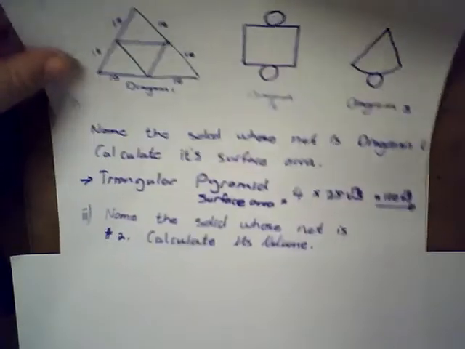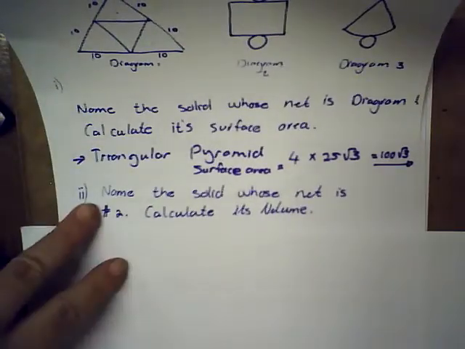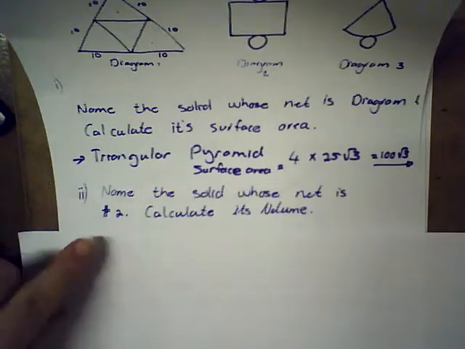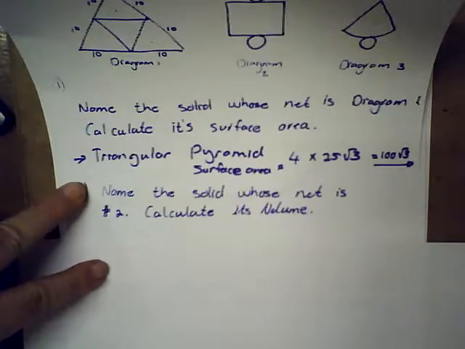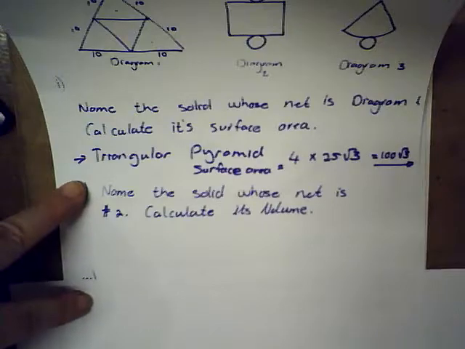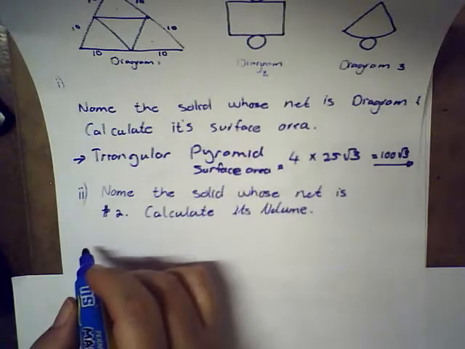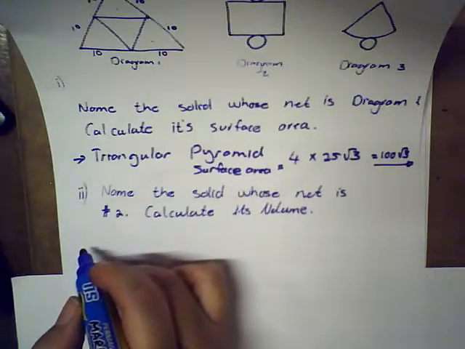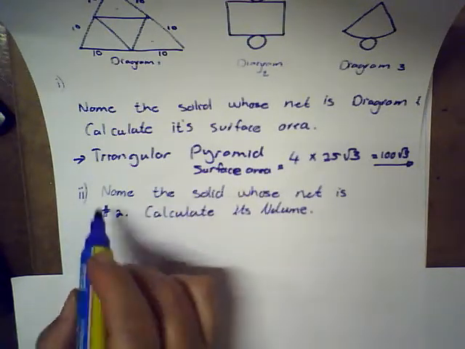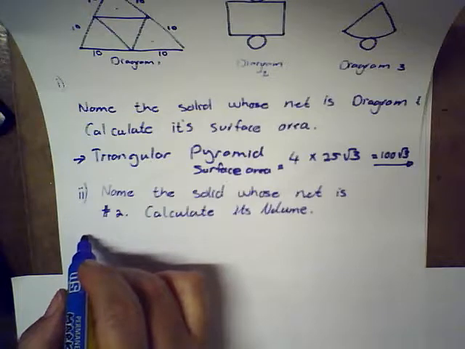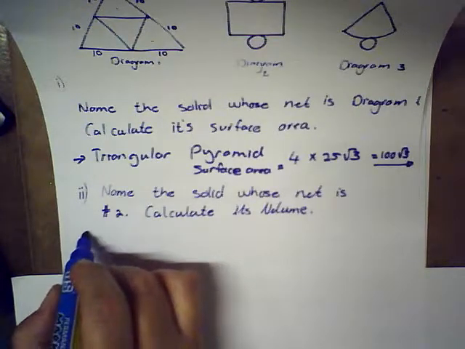Okay. The next one is, they say, name the solid whose net is in diagram 2, and then calculate its volume. So what kind of solid would that be? I think it would be, if you look at that, 2 little circles, it would be a tube, so it's a cylinder.